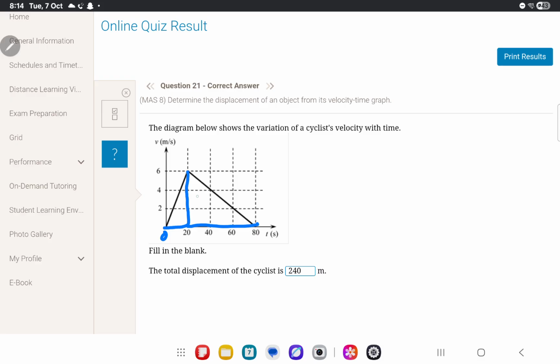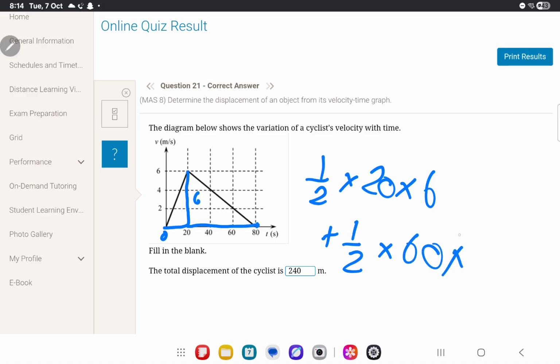So you have 0 here, and then you have 6. So half times base times height. So half times the base is 20 times the height, which is 6, right? This is for the first one. Now, the second triangle is half times the base. The base is from 20 to 80. What's 80 minus 20? 60. Times the height, which is still 6.